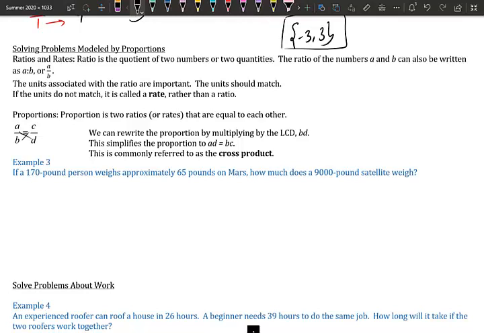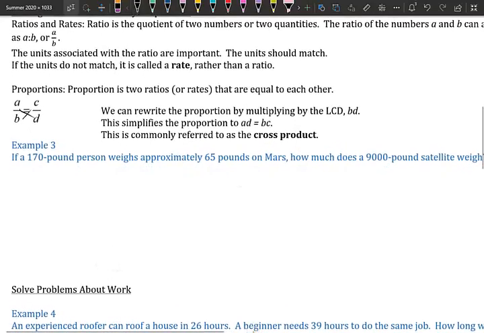All right, so if a 170-pound person weighs approximately 65 pounds on Mars, how much does a 9,000-pound satellite weigh? It's telling us a few things. We have two places, Earth and Mars. On Earth, we weigh 170 pounds. And then on Earth, we have a 9,000-pound satellite.